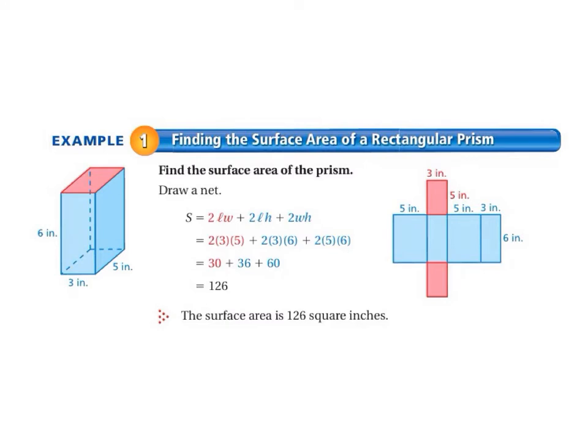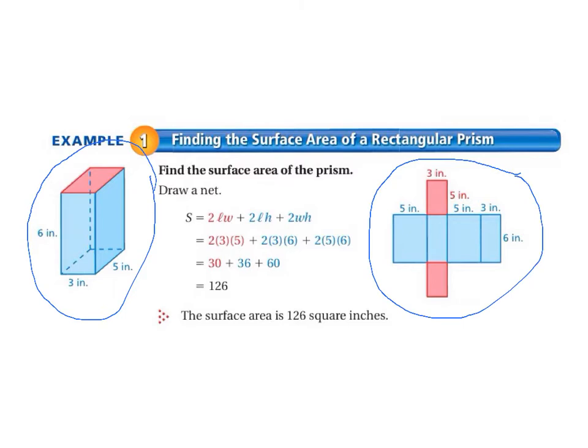Today we are beginning on page 356. Example 1 is finding the surface area of a rectangular prism. The directions say, find the surface area of a prism. The first thing we need to do is draw a net. So we can see over here we have our rectangular prism, and to the right of that over here we have its net.